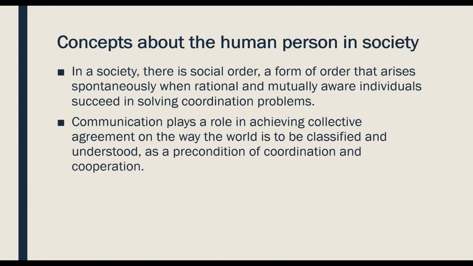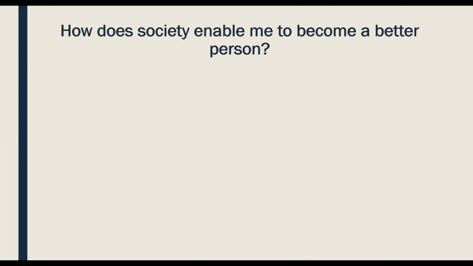In a society, communication plays a role in achieving collective agreement on the way the world is to be classified and understood as a precondition of coordination and cooperation. It is imperative that people communicate. Without communication, there's nothing that will be achieved. The interaction cannot be attained. That relationship cannot be attained if the members do not communicate among themselves.